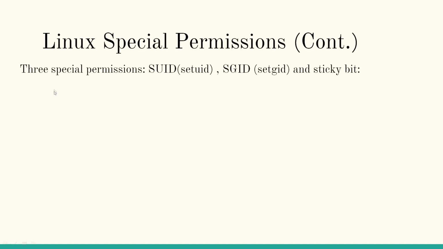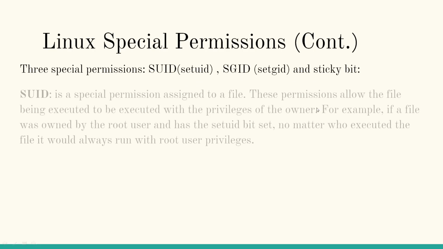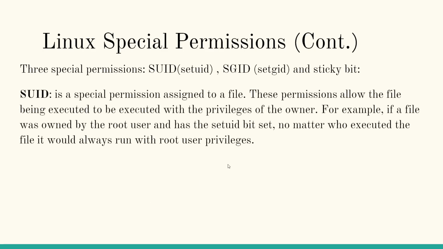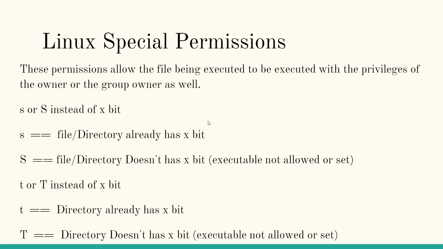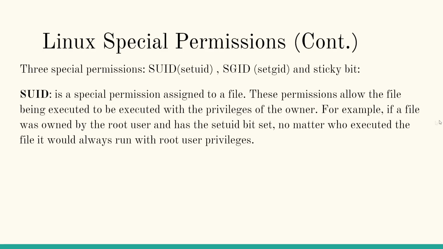Now there are three special permissions as well: the SUID, the setUID, the SGID, the setGID, and the sticky bit. SUID is a special permission assigned to a file. This permission allows the file to be executed with the privileges of the owner. For example, if a file was owned by the root user and has the setUID bit set, which is the S bit as we saw here, this means that no matter who executes the file, it will always run with root user privileges. And this is a very important and crucial permission.